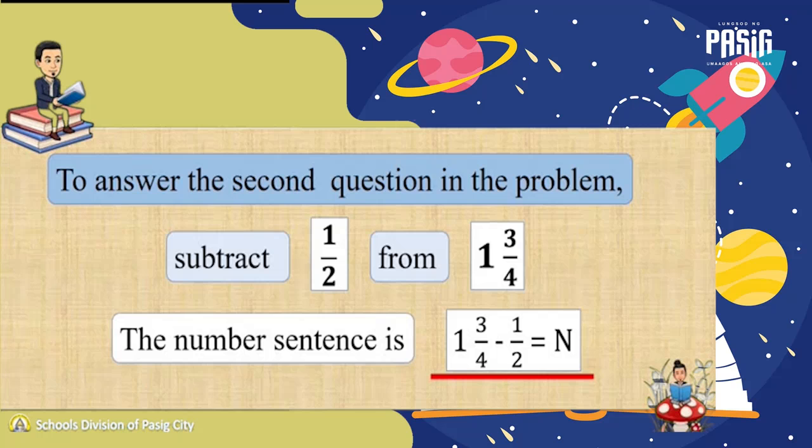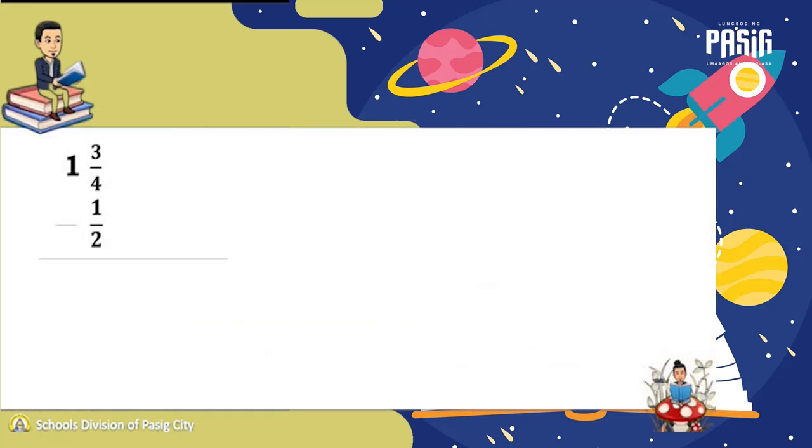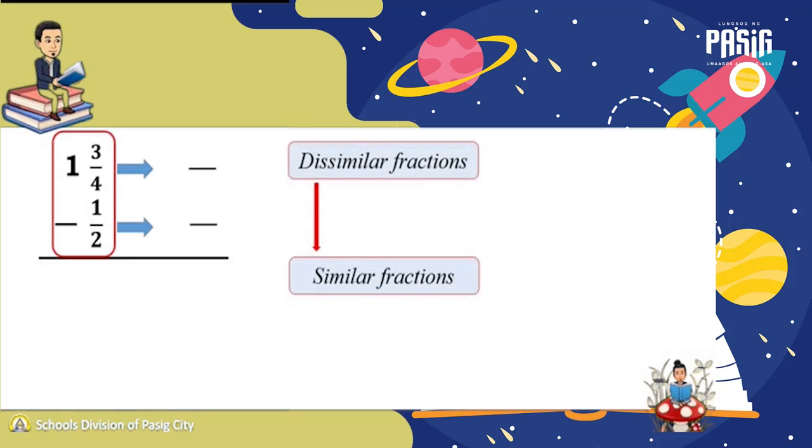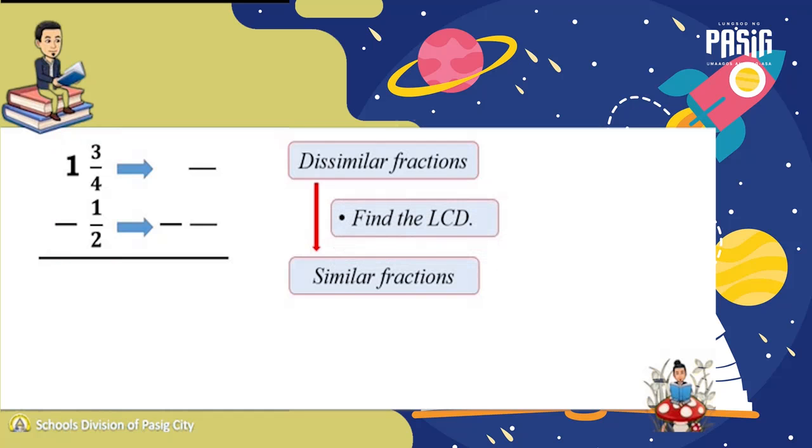The number sentence is 1 and 3/4 minus 1/2 equals n. How do you solve the number sentence? Align the fractions and compare. So as you can see, they are dissimilar fractions. We should change it first to similar fractions. And to change to similar fractions, we should find the LCD. So the LCD is the LCM of 4 and 2, which is 4.